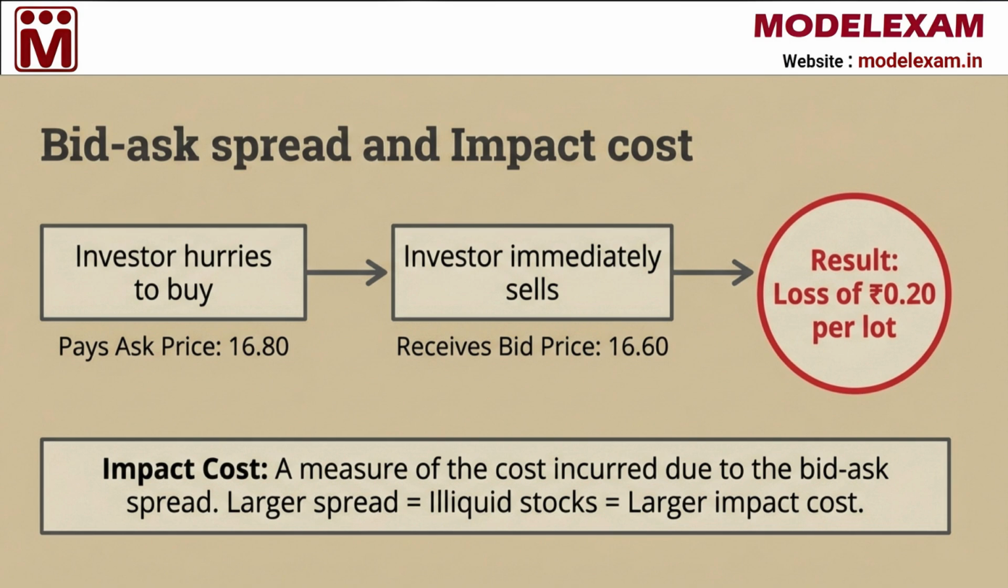To understand how this costs you money, imagine an investor who is in a big hurry to buy and then immediately decides to sell. They would pay the ask price of 16.80 but only receive the bid price of 16.60. This quick move results in a loss of 0.20 per lot. We use impact cost to measure this, and the larger the spread is, the higher your impact cost will be, which usually happens with stocks that do not have many traders.